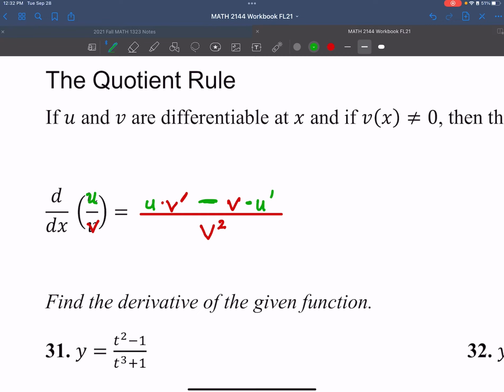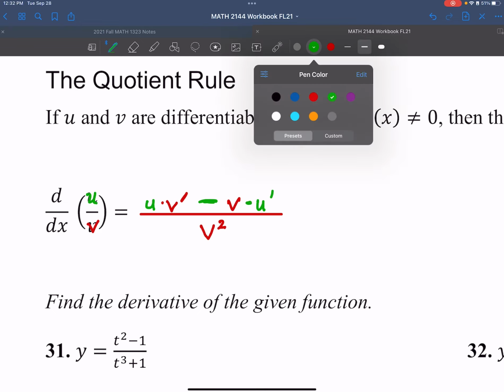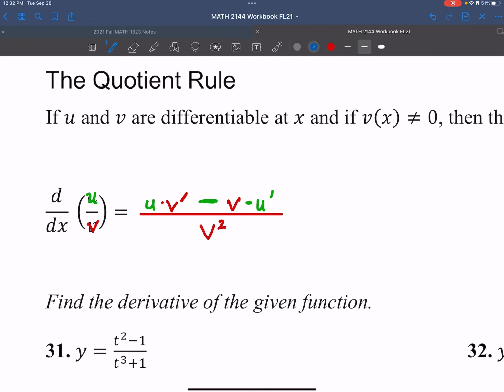Because it's minus, order matters here. In the product rule, it didn't matter if you did first times the derivative of the second, plus second times the derivative of the first, or the other way around. So if we look at this, sometimes I found it easier, and students will hold on to it, if you think about this as low and high.